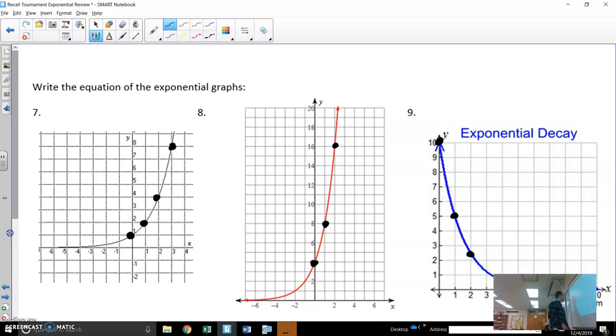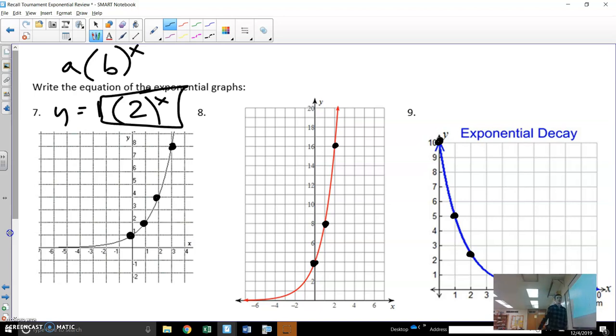Okay, so if I'm trying to write an equation, you need to be able to locate the y-intercept, that's A, and you need to recognize the growth factor, which is B. So in this first one, I notice that it's hitting at 1, and that is my y-intercept. And then from 1 to 2, 2 to 4, 4 to 8, it seems like I'm multiplying by 2 x over and over. And so this can be your answer. You don't have to have the 1. It's understood if you don't have it. You can try 8 on your own.